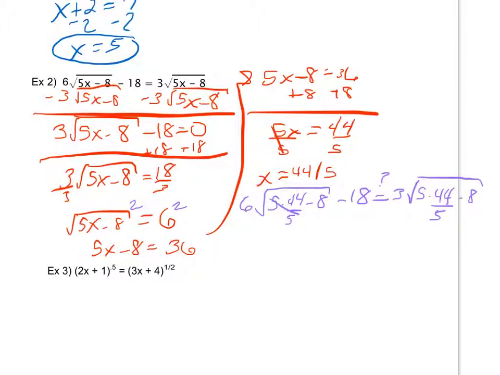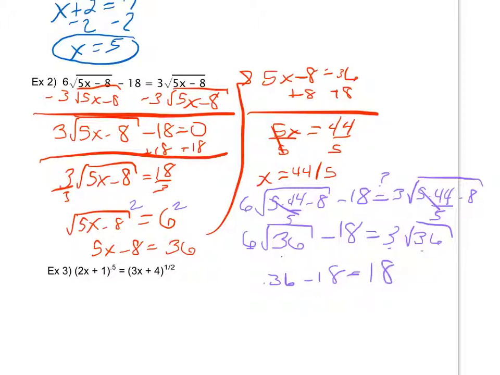Well, my 5's cancel under both my radicals, so that makes that a lot easier. And I get 6 times the square root of 44 minus 8, which is 36, minus 18. Does that equal 3 times the square root of 36? So I get 6 times 6 is 36, minus 18. Does that equal 3 times 6, which is 18? 36 minus 18 does equal 18, so that checks out, and here is my only solution.